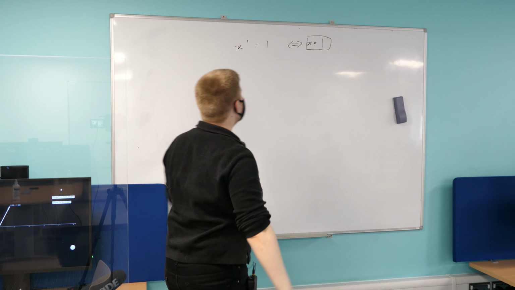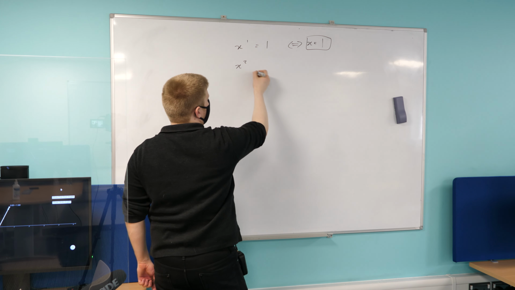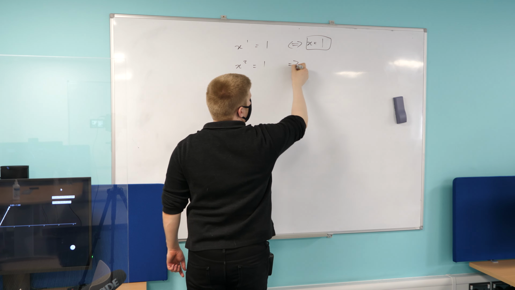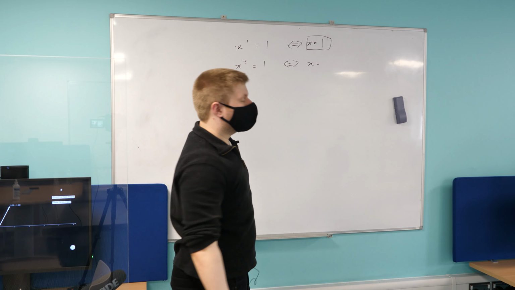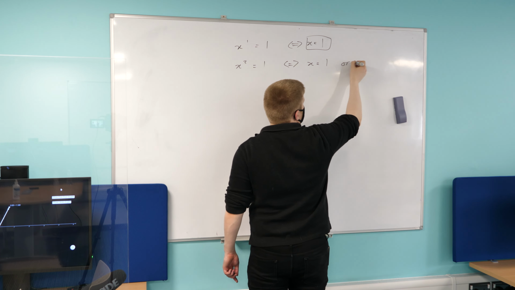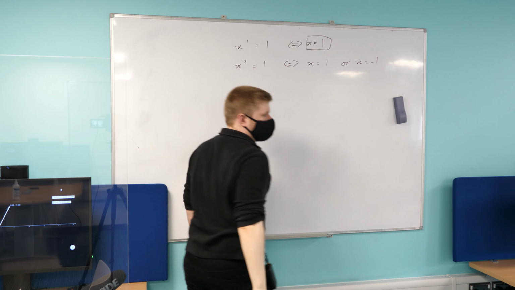Okay, nice and easy. What about this one? x to the power of 2 equals 1. What's the solution of this equation? Minus or plus. Good. Square root of 1, so it's positive 1 or it's negative 1. Fantastic.